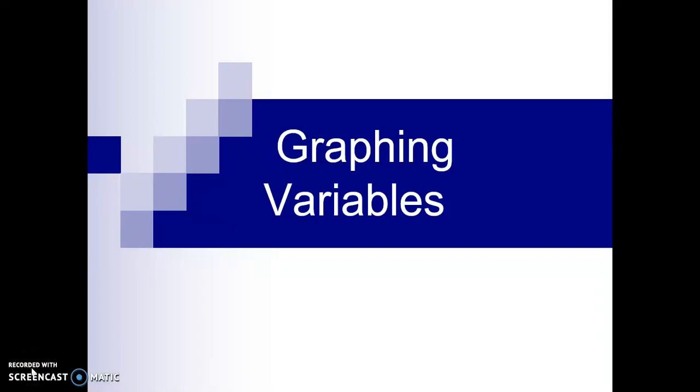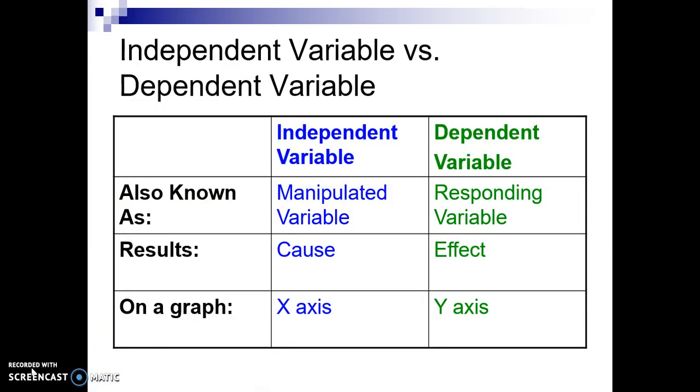Today we are going to learn about how to graph the variables. As you know, when you're doing an experiment, you have two variables. One is the independent variable and the other is the dependent variable. The independent variable is the variable which a scientist changes in an experiment. Due to that change by the scientist, there is another variable which gets affected, and that is the dependent variable. So the independent variable is the cause and the dependent variable is the effect.